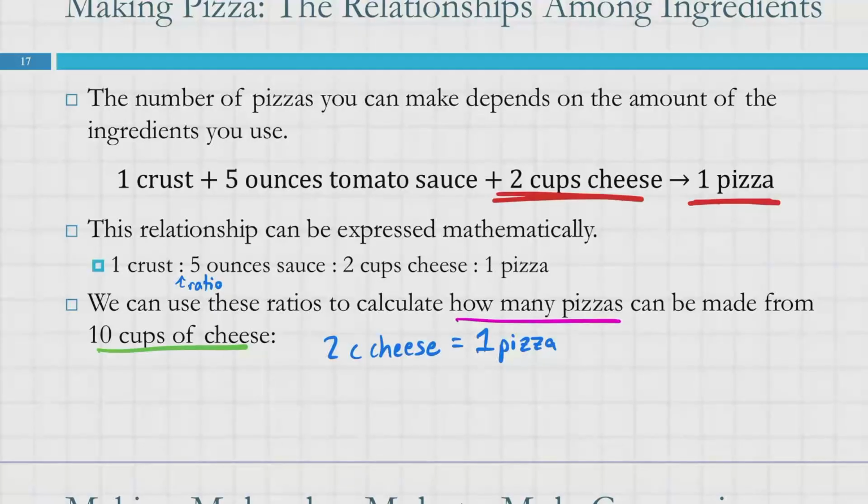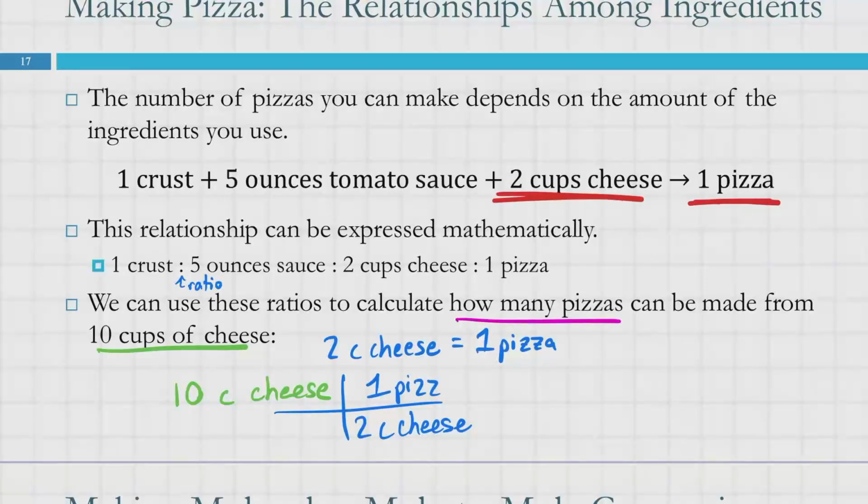There's a caveat there, an asterisk, because we also have to have crust and tomato sauce. We'll talk more about those in a bit. But if I have 2 cups of cheese, I can turn that into a pizza with the rest of the ingredients. So if I'm starting with 10 cups of cheese, how many pizzas can I make? We can use this, 2 cups of cheese equals 1 pizza, as a conversion factor. For every 2 cups of cheese that we put in, we get out 1 pizza.